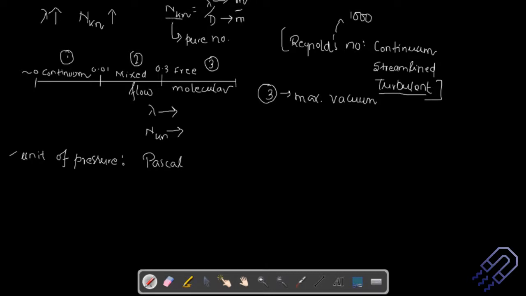So that means it doesn't have any unit, it's just going to have a value. And as we can see from the graph here, we can have a value of 0, that means it is continuum. We can have a value of 0.01, or in between, or we can have a value of 0.3. So these are the values that it can usually take.